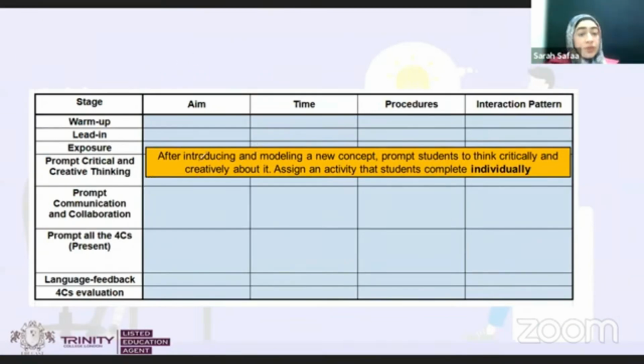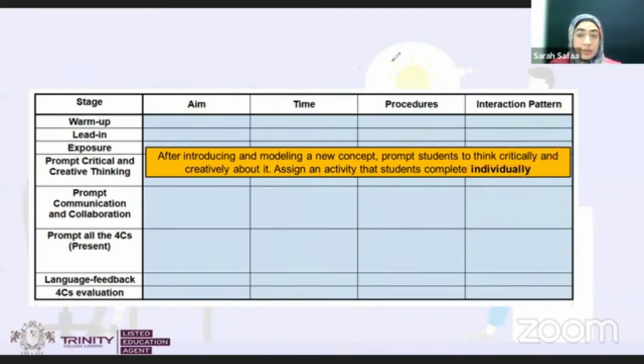After introducing and modeling a new concept, I make students think in a critical way and creative way about it. So I assign some activities for my students to complete individually. This part is for the individuals. We don't make it in pairs, we don't make it in groups, individually.